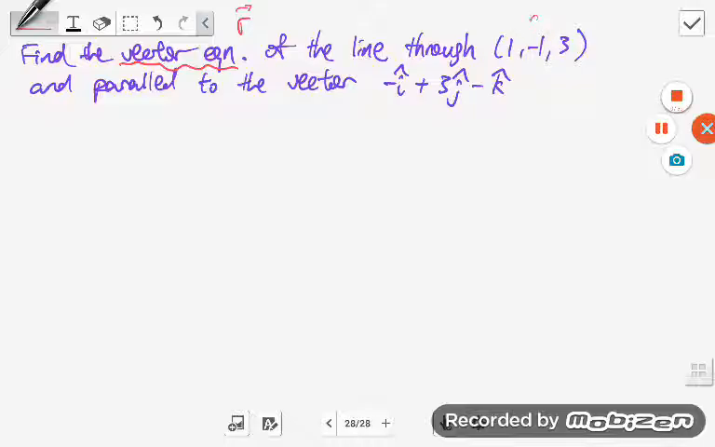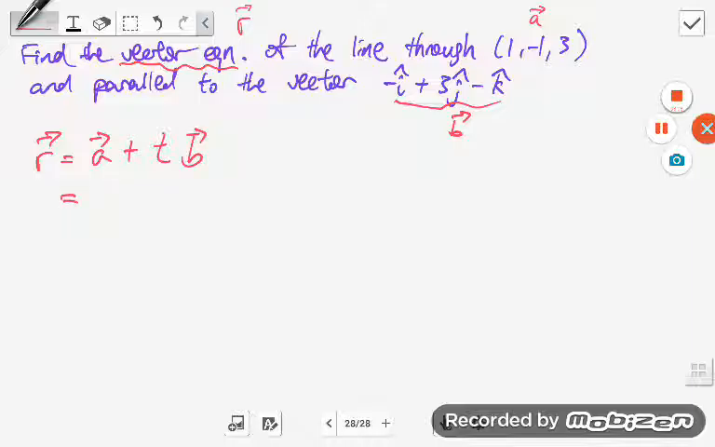So, which means this would be my A, right? That would be my A. And the line is parallel to the vector of this. So this part would be my B. Okay? So my vector equation would be R is equal to, so just let me put down the general form. This is some T multiplied by vector B.